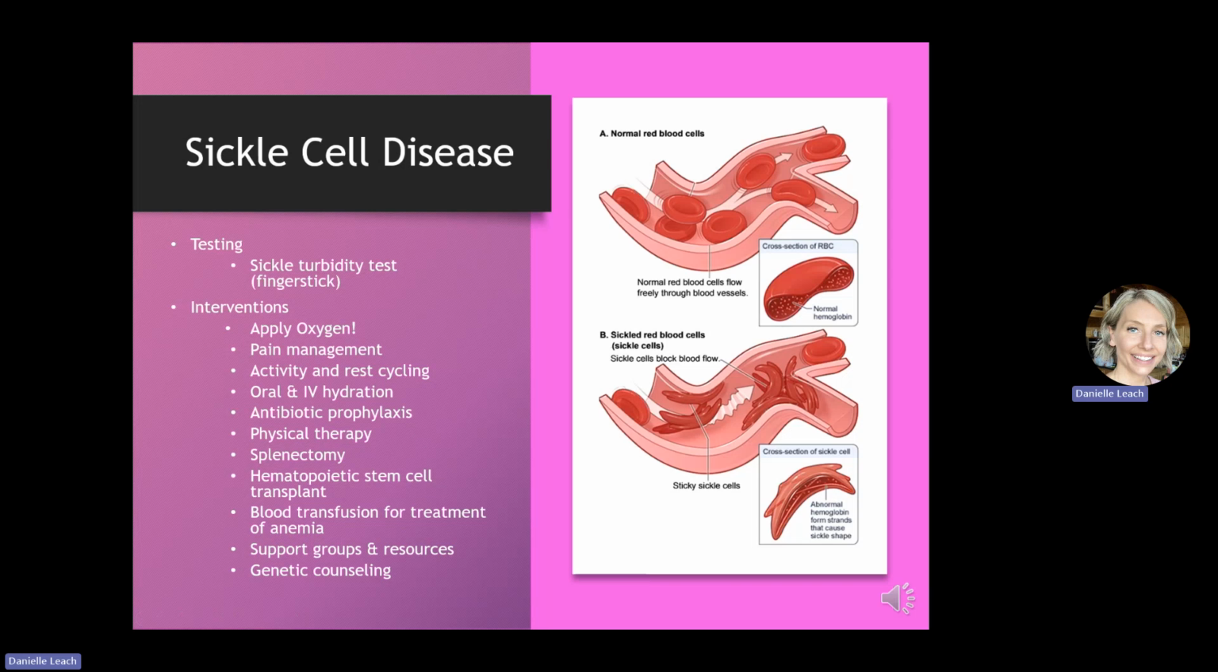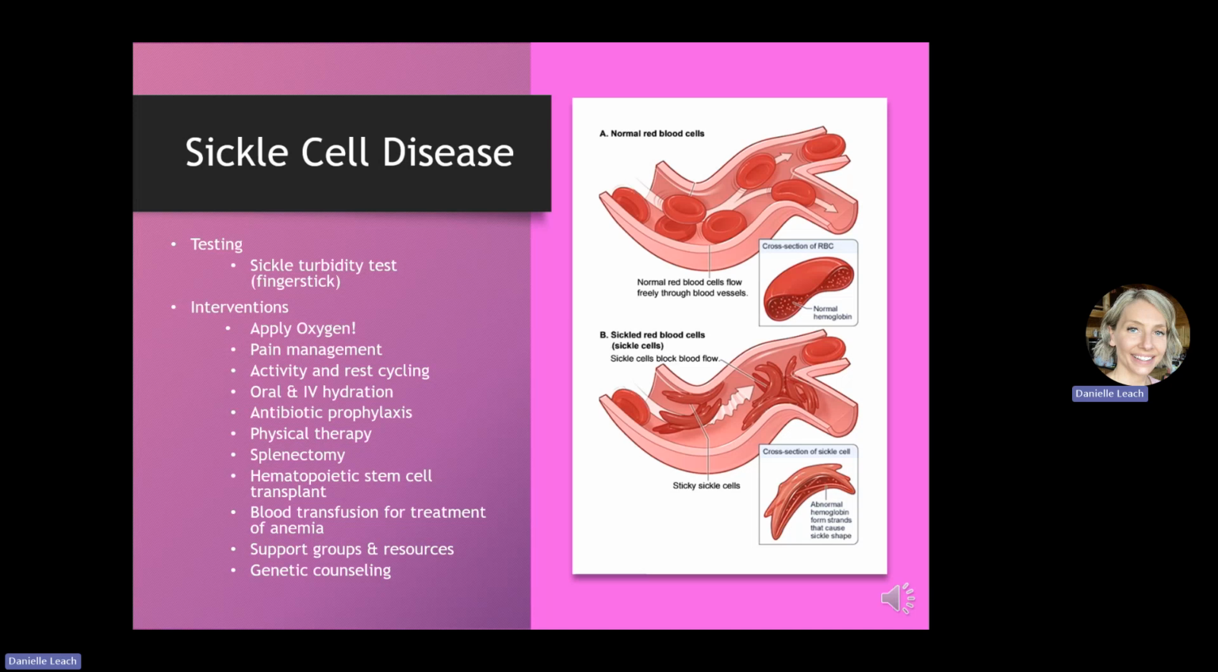Testing for sickle cell disease. The most common test is called the sickle turbidity test, which is a finger stick test that can give you a result in just a matter of minutes. It basically determines whether that hemoglobin S is present or not. Of course, you can also look at the RBCs under a microscope and see that they are sickle shaped.